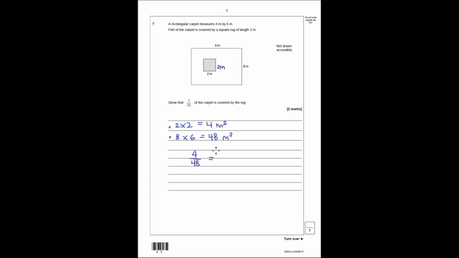Now let's check what is 4 over 48. We can divide 4 by 4, which is 1, and 48 is also a multiple of 4, so dividing by 4 we get 12. And then yes, it is 1 over 12. So we have the same ratio as this, so it's done.